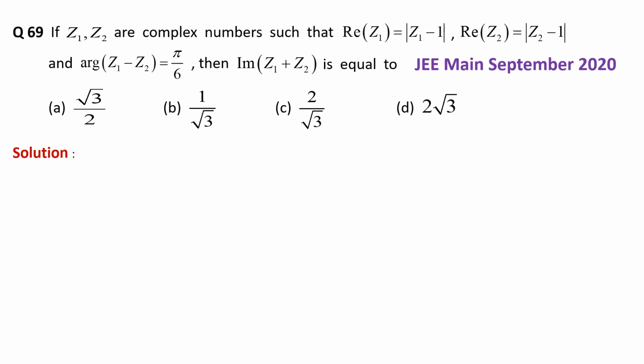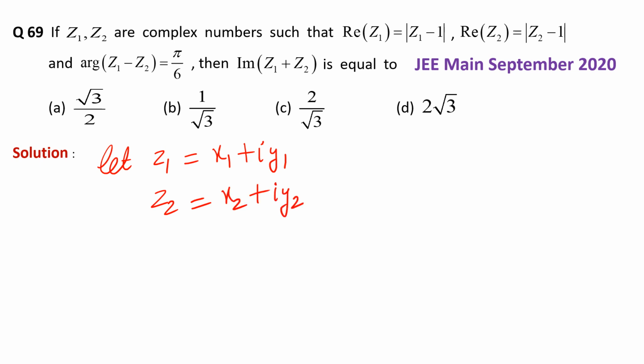Now students, whenever you come across such kind of questions, then always write the given complex numbers in standard form. So here we let Z1 equal to x1 plus iota y1 and Z2 equal to x2 plus iota y2, where x1 and x2 are the real parts of Z1 and Z2 respectively, and y1 and y2 are the imaginary parts of Z1 and Z2 respectively.